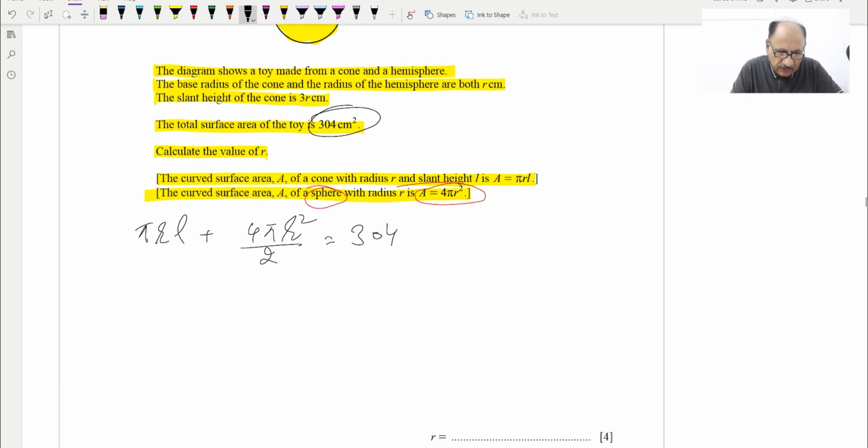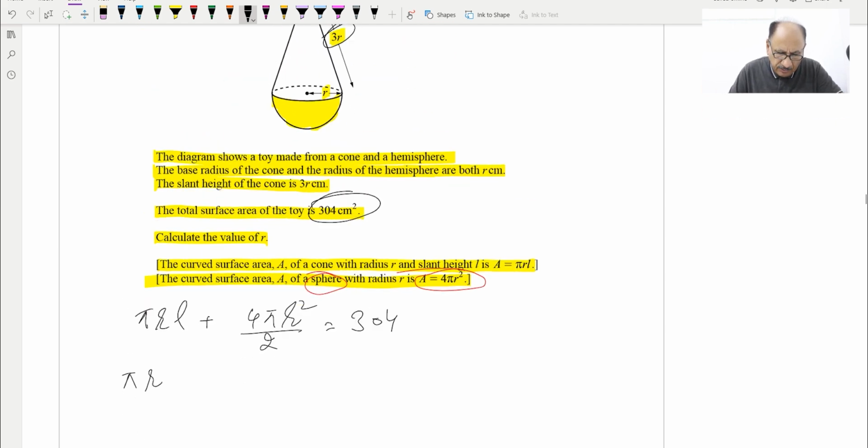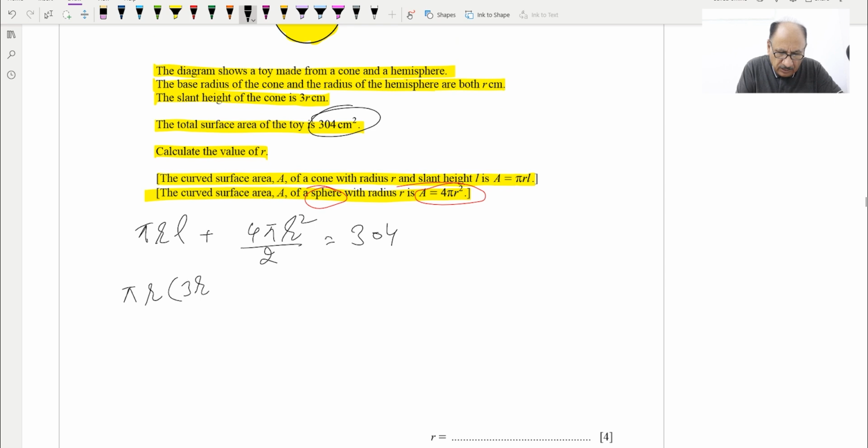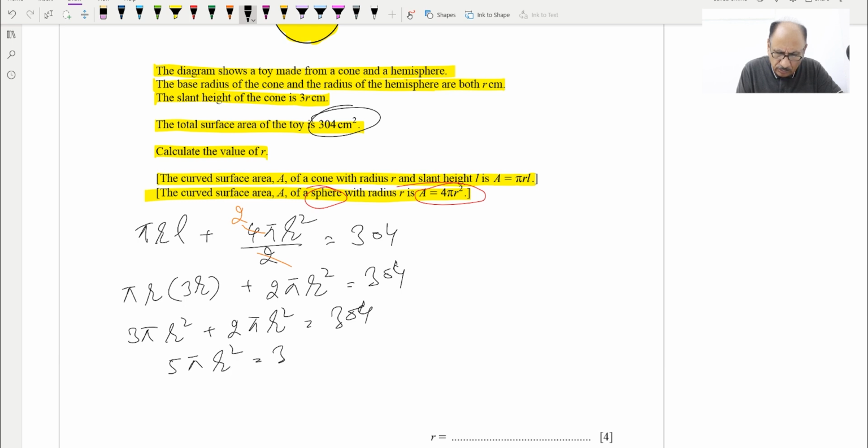Now we need to solve this. So pi r and l value is equal to 3r, so we will be replacing this by 3r, and plus, the 2s will be cancelled, so 2 2s are 4, and we can write this as 2 pi r square is equal to 304. Next, we can open this bracket. So 3 pi r square plus 2 pi r square is equal to 304. So we can write 5 pi r square is equal to 304.